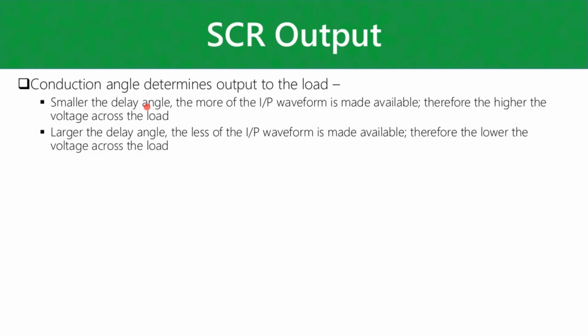Okay, so your conduction angle is basically going to determine the output to your load. It means that the smaller the delay angle, the more of your input waveform will be available, meaning you're going to have a higher average voltage applied to your load. And the larger that delay angle, the less of your input waveform is then available to your load. Right, then that means you're going to have a lower average voltage.